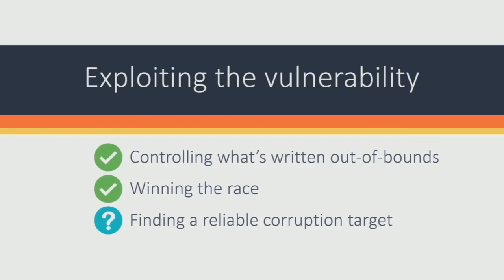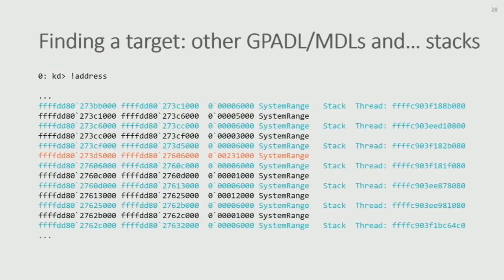It's pretty great. The only thing is, we still have no idea where our buffer is. We have no idea where we're actually corrupting. It's kind of annoying. So, pulling up KD, doing !address, what you're going to see is that there's a bunch of other GPADLs and other MDLs allocated into that memory region. But the other thing that is allocated in that memory region, which is really nice, is kernel thread stacks. And that is a very juicy attack target, because really all you have to do is overwrite one return address on there, you get ROP, and you're done. So it's kind of a blessing.